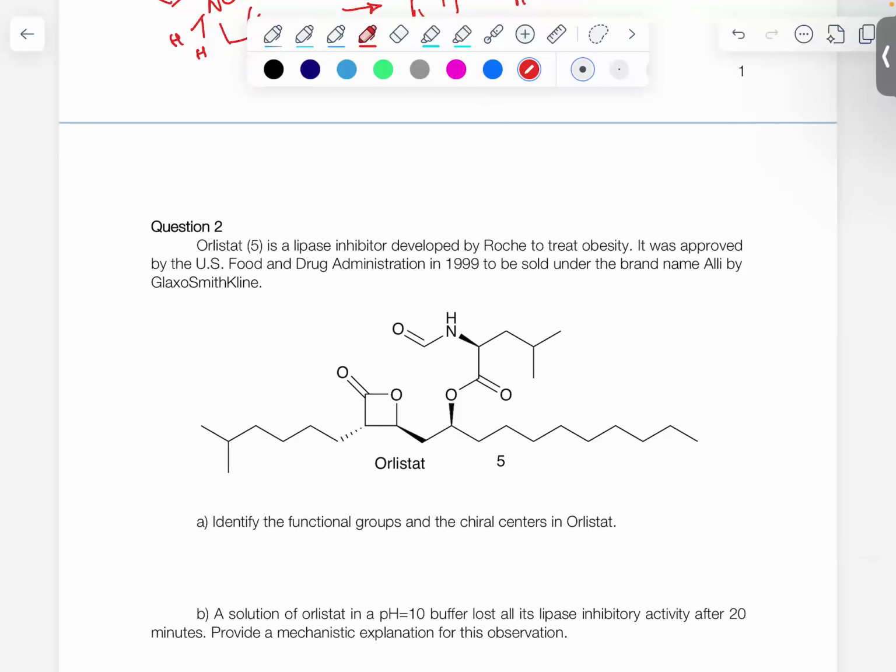So, moving to the question on orlistat. Our first step is identifying the functional groups and chiral centers. So first we have this double bonded oxygen next to an oxygen embedded into the carbon chain, and that is called an ester. Just above that, we have a double bonded oxygen next to a nitrogen, an amide. Here we have another ester. And now we can look for our chiral centers. And so we have our arrow pointing to this one and these ones.